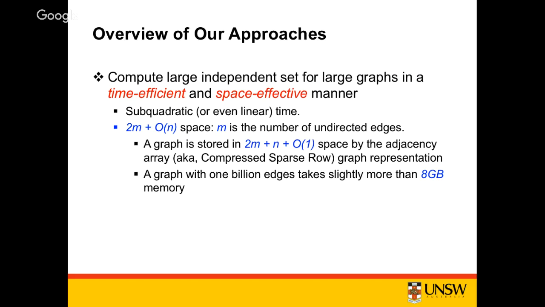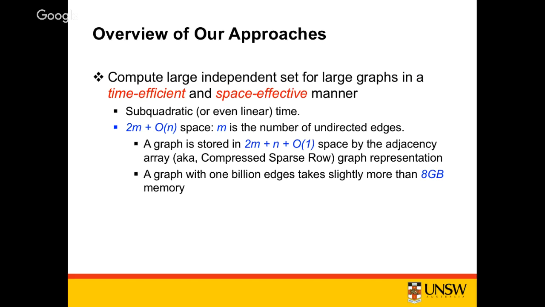So here is a general overview of our approach. We compute this in a time-efficient and space-effective manner. Time-efficient means that usually we want this to be at least sub-quadratic in the number of vertices, because we are dealing with large graphs. Usually linear time will be better. Linear means linear in the number of edges.